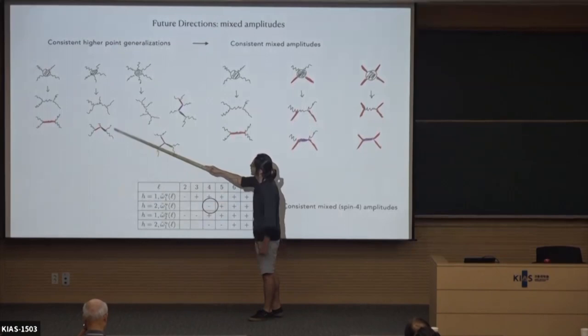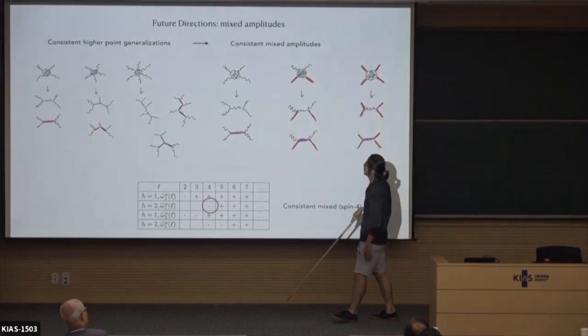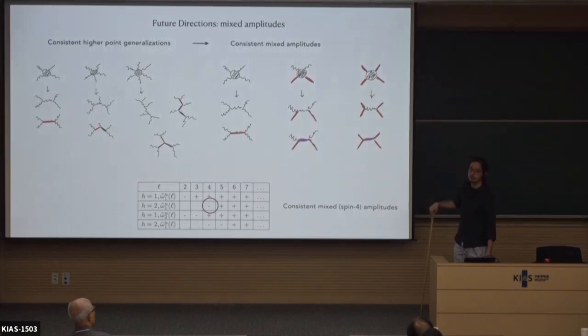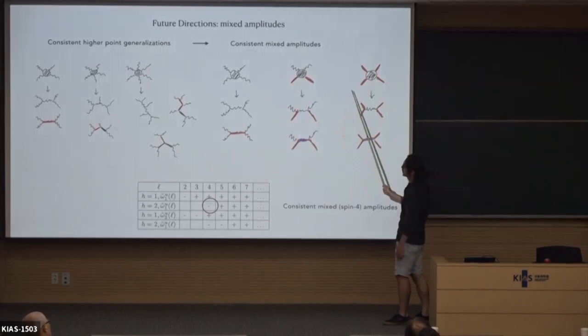However, you can analyze the same consistency while still sticking to 4 point, but now putting these massive states on the outside. So really what one should do is take these massive states, for example take the gap state, put it on the outside, and require global consistency. This is very reminiscent of the CFT bootstrap, where, as many of you know, you really start to see islands when you consider mixed operators, not the single operator. So I really like to promote that this is the next thing that we should look at.